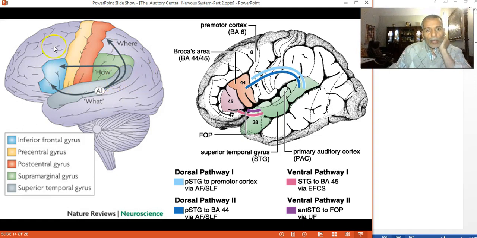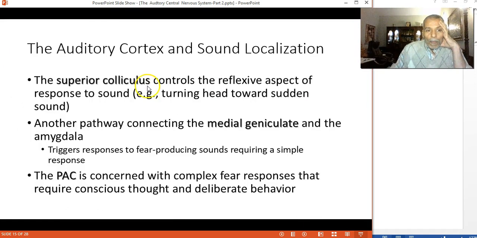These are the basic language centers. On the other side, we're going to speak more about this, but on the other side, we process more of the holistic things about language.